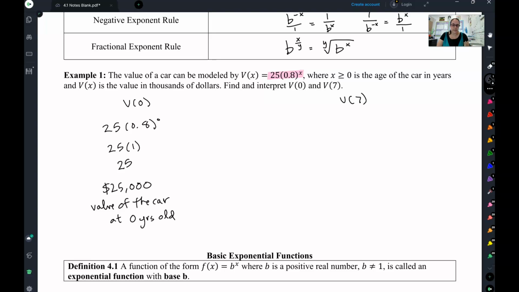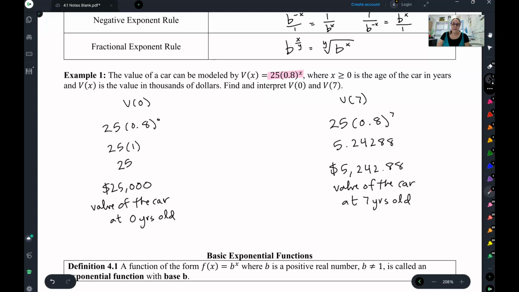I want you to take a second, pause the video, and try v of 7. Plug 7 in. You will probably need a calculator to figure this one out, and then come back and check your work. Let's see how you did.